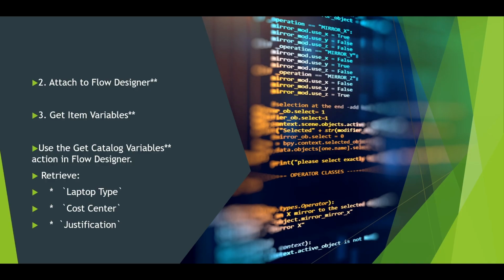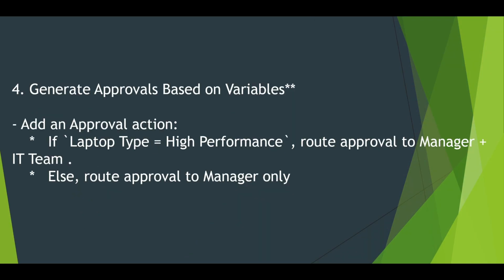And after that all three variables are stored in that variables, and after that we have to just generate the approvals, right? So now come to the flow. We have to set approval when the laptop is high performance, right?